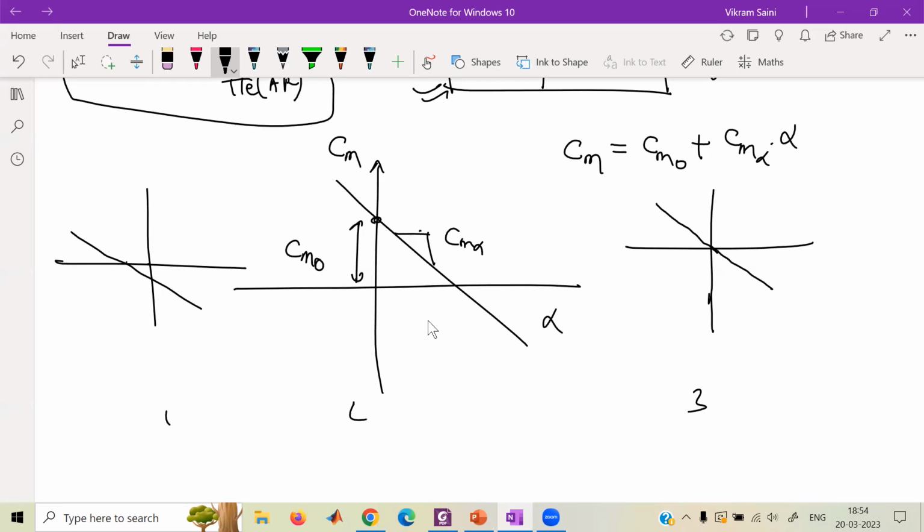Let's consider case number 2, which is usually shown. At what angle of attack will the aircraft be pitched? This is the angle of attack, and this is the value of Cm. At what value of Cm will the aircraft be pitched? By pitching, I mean when it's flying in steady flight, what should be the value of Cm?